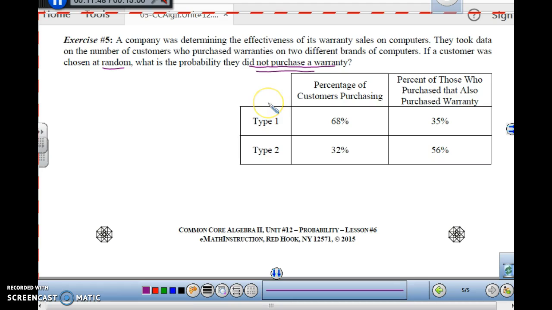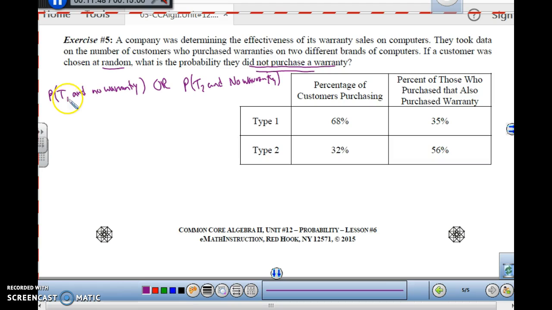Okay, so let's think about this for a second. What could you have done? Well, you could have bought type 1 computer and then not purchased the warranty. Okay, or you could have done a type 2 computer and not purchased the warranty. So those are 2 separate things. So we want to figure out the probability of type 1 and no warranty, or the probability of type 2 and no warranty. Okay, so there's 2 separate probabilities here.